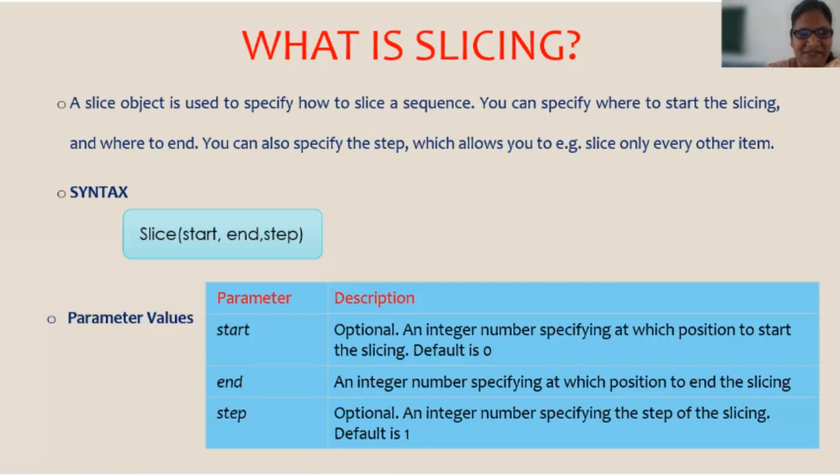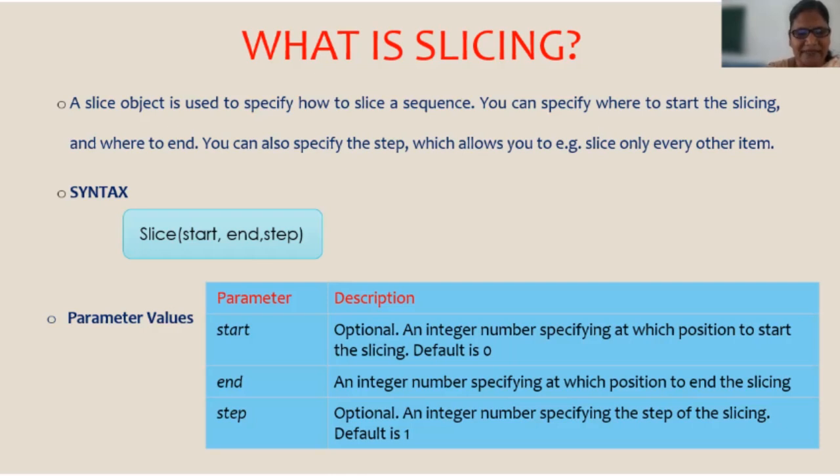This is the syntax of slicing: slice(start, end, step). There are three parameters we use in slicing. The first parameter is start. It is an optional one. An integer number specifying at which position to start the slicing. The default value is 0.